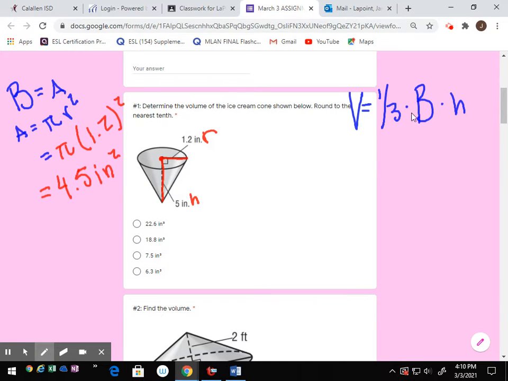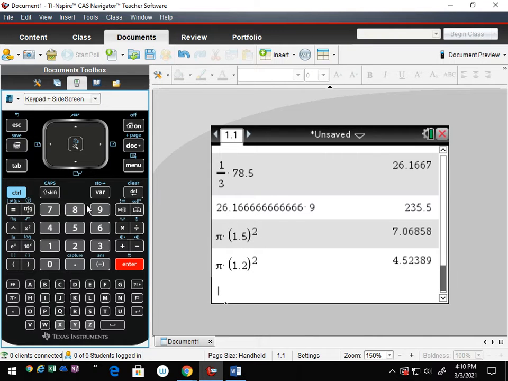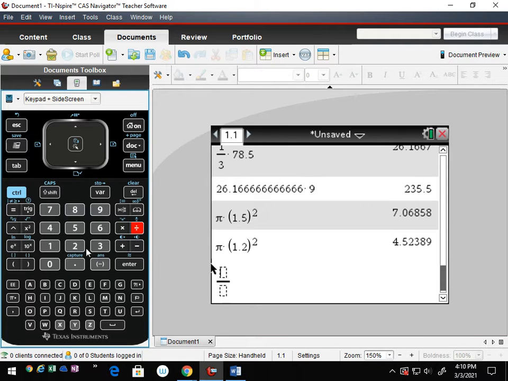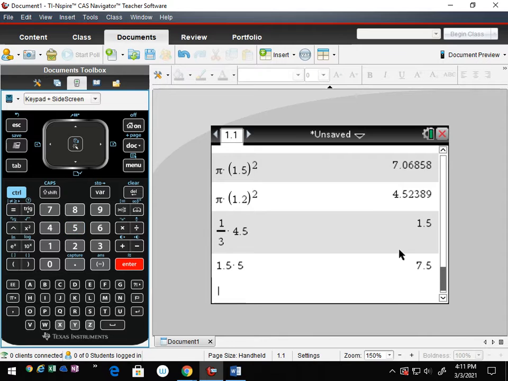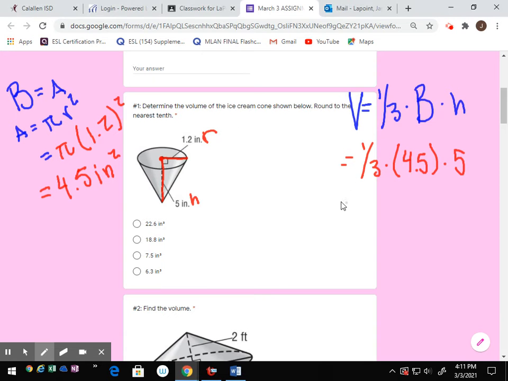Now let's plug 4.5 in for big B over here. We have 1/3 times 4.5 times our height of the cone. Our height of the cone is 5, so times 5, okay? Let's plug all this into our calculator. We can press Control Divide. It'll give us a little fraction. We have 1, and we'll press down 3 times. Let's do our area of the base, which is 4.5. Let's see what that equals. 1.5, and then we'll multiply it by our height, which was 5. So times 5 again, and we have 7.5. So our volume is equal to 7.5 inches cubed. It's cubed because we're finding the 3D volume.